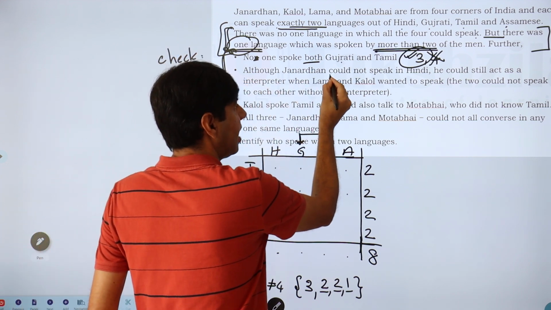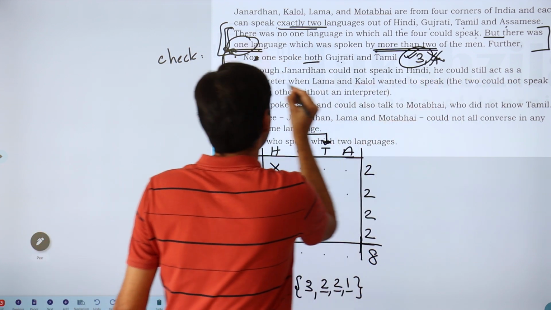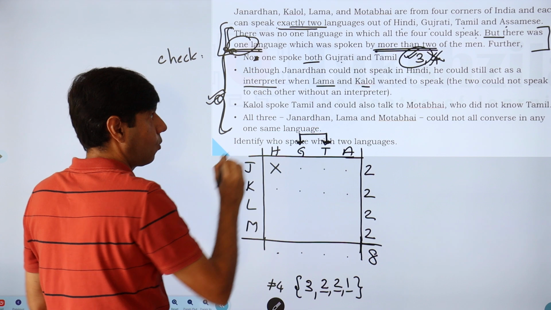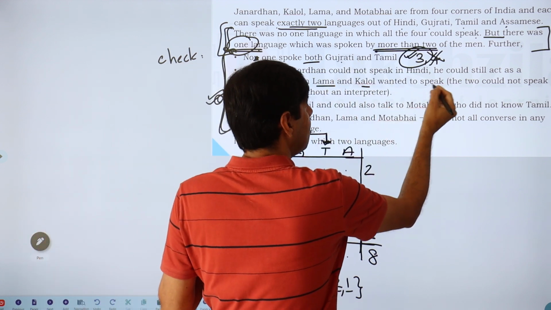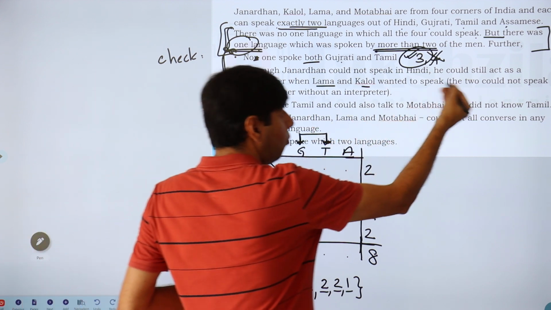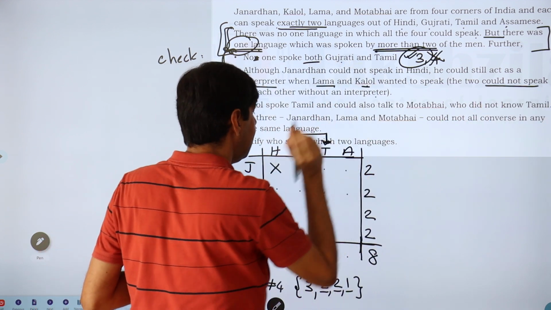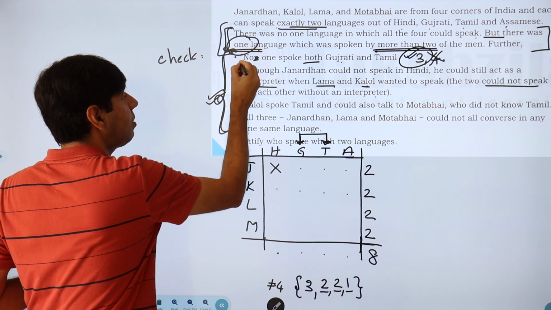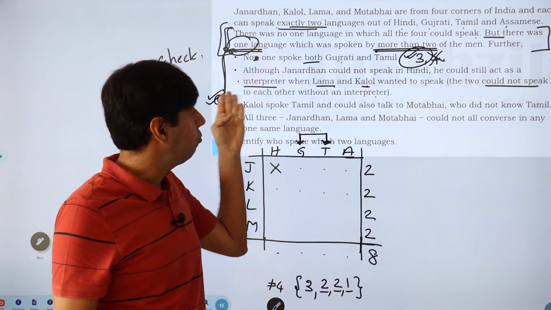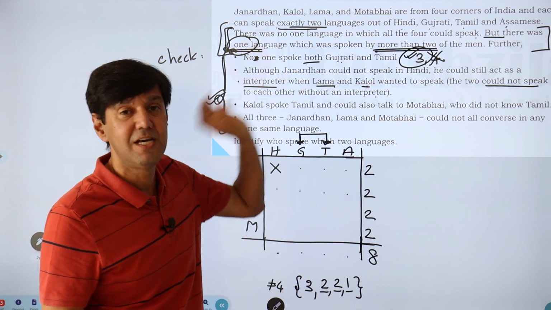Now, although Janardhan could not speak Hindi, that's a direct clue, he could still act as an interpreter between Lama and Kalol. Okay, so in the second and third row, when these two want to speak, he will act as an interpreter. And here it's given more clearly that these two, Lama and Kalol, could not speak to each other without an interpreter. Now look at clue 1 and look at clue 2. Isn't it obvious in clue 2 that you have to invest time? Clue 1 you did not have to, but here you have to. And this is that other example of so much information being hidden over here.